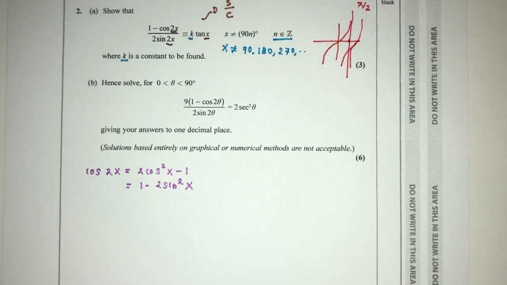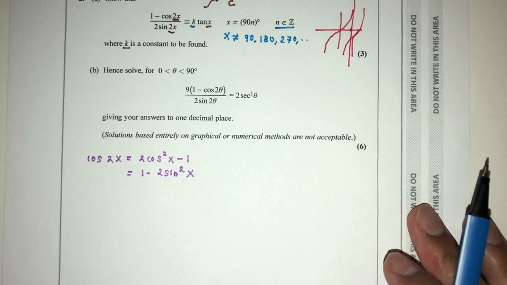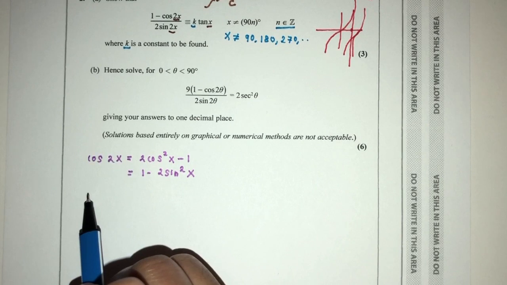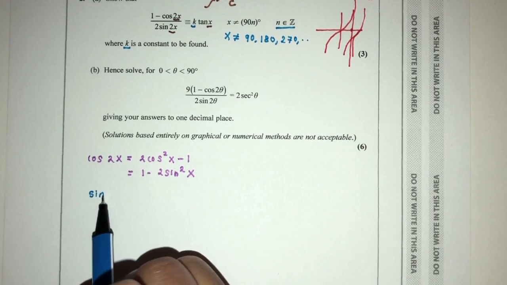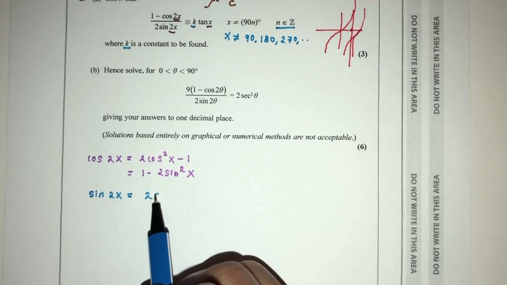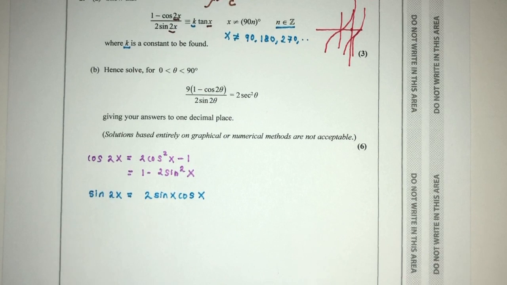So I believe this is also given to you on your list of formulas. This is what I've seen on the F19 sheet, but I'm not too sure, so you have to check it for yourself. But this is what we can use. So sine 2x is what? It's given by 2 sine x cos x. So this is something we can use to solve this question.